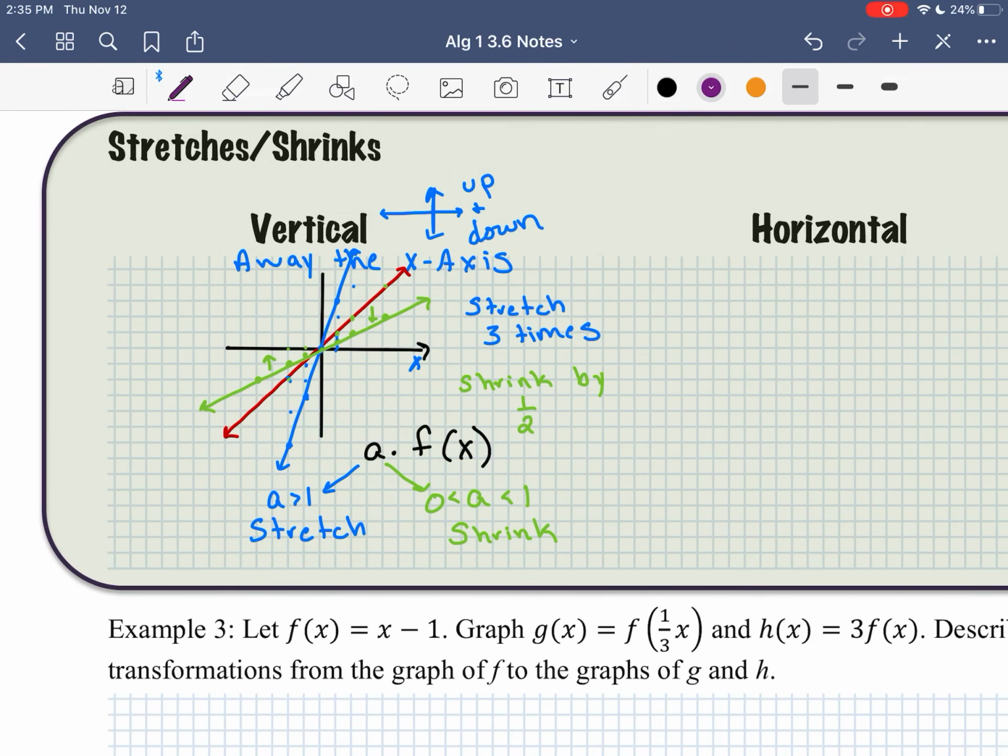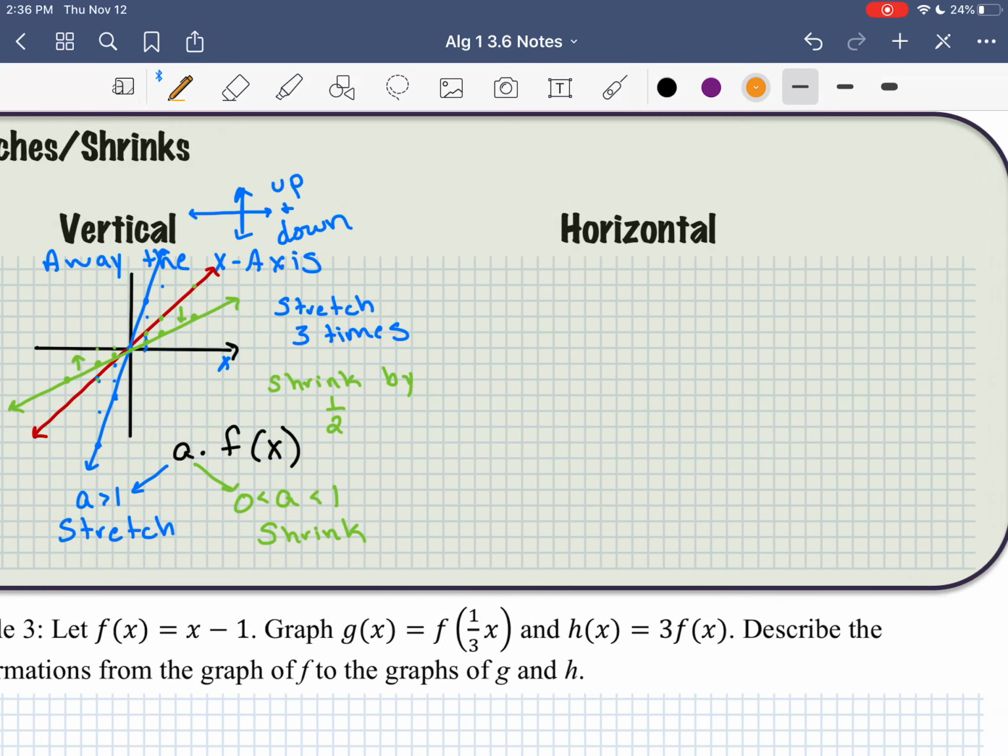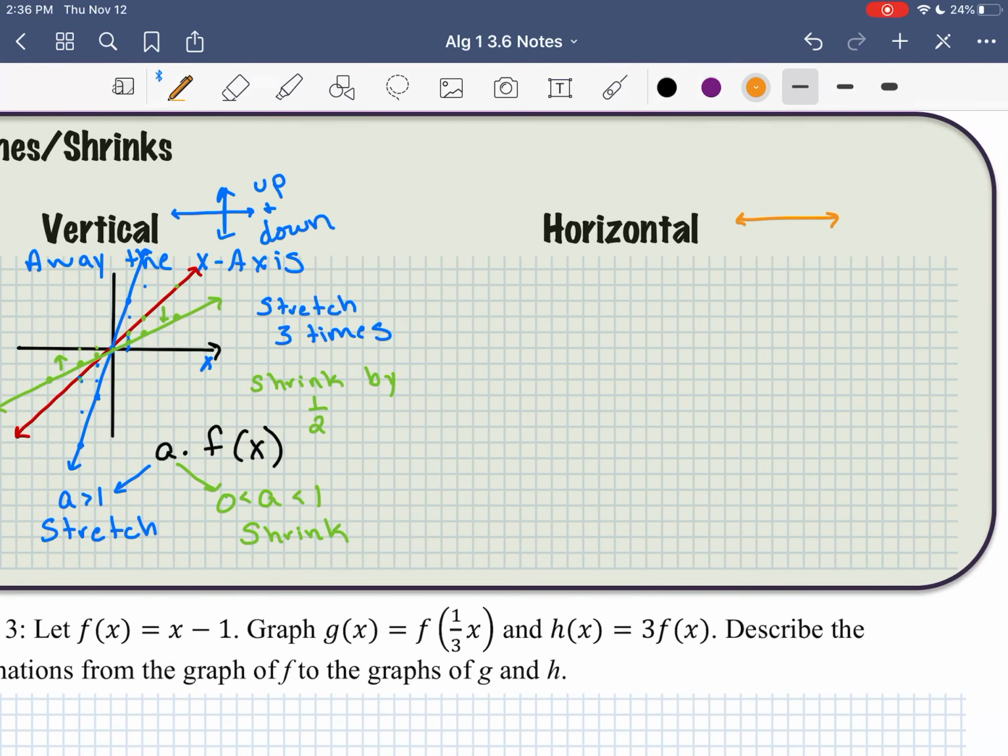Okay, horizontal, just like on the other one, horizontal is that left and right. And just like with a horizontal translation, slide it left and right, it's gonna work backwards. Okay, multiplying by a big number is actually gonna shrink it. And multiplying by a small number is actually gonna stretch it. Okay, so it's going to work backwards. And since it's horizontal, and the y-axis is what's in the middle there, this is gonna stretch or shrink it away or towards the y-axis.